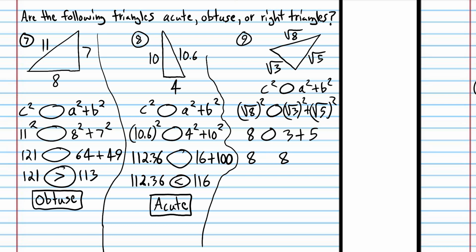And therefore that proves that the triangle is a right triangle. And you can just put right.